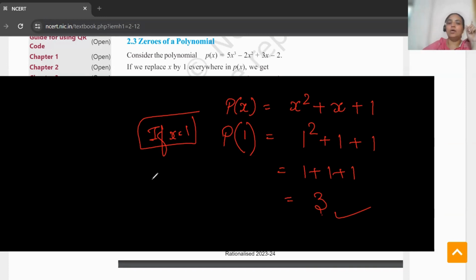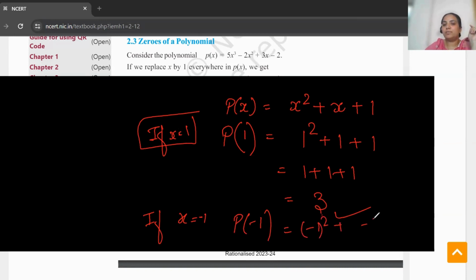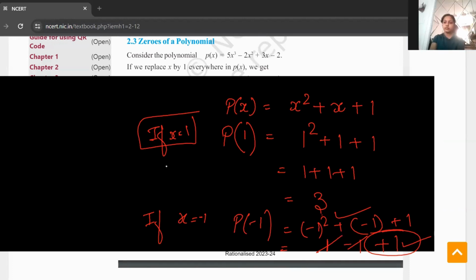Clear? Okay. Now if I say if x is equals to minus 1, so I'll write p of minus 1 here, bacha. Minus 1 ka square plus minus 1 plus 1, right? Minus 1 ka square is 1, minus 1 plus 1, cancelled 1. So I'll say at x equals to minus 1, the value of the polynomial is positive 1. Understood, bache, or not? Yes, ma'am.